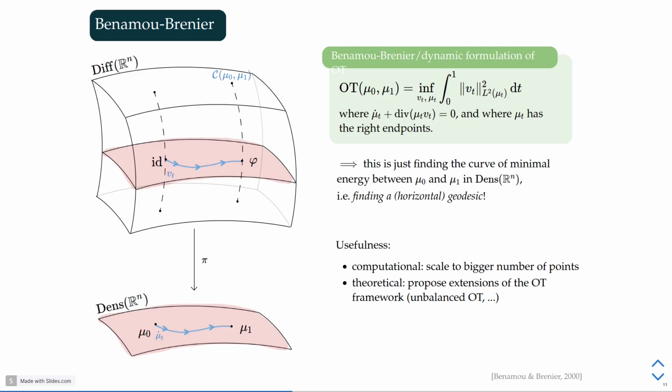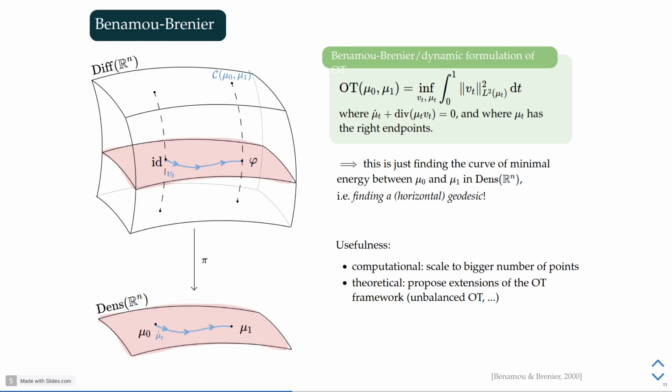And with all these geometrical considerations we had before, it's kind of intuitive that this is true, because this is just finding the curve of minimal energy between mu0 and mu1 in the densities, which means finding a horizontal geodesic. So this makes sense. And the usefulness of this formulation is first computational, because the static formulation of optimal transport is more costly computationally than solving this dynamic formulation.